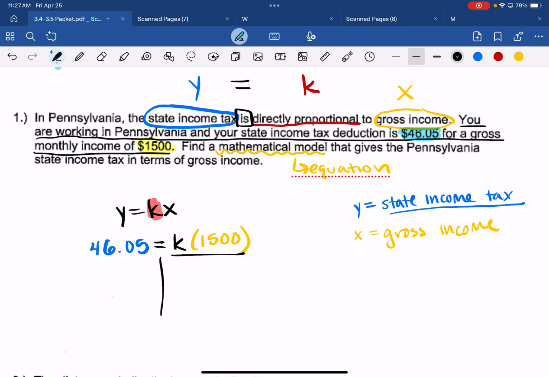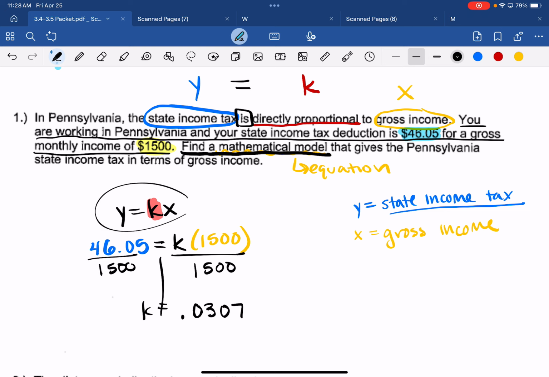So I'm going to divide both sides by 1,500. Let me just see, what do we get? K is going to give me, it's a decimal, 0.0307. Now, we're not done, because remember, I'm telling you to find a mathematical model. So my final answer for this problem that I box in is not going to be a number. It's going to be an equation. We go back to our original form, y equals, but now I'm going to write the k value that I just found with my x.